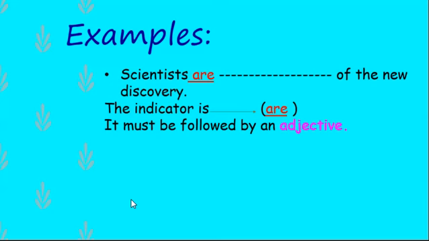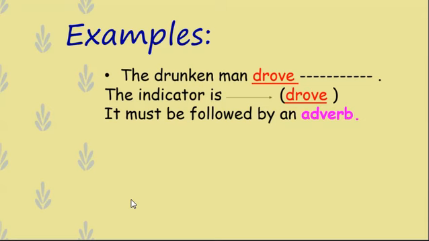The drunken man drove, and you have a space here. The indicator here is "drove," a verb, which requires an adverb to complete it. So it must be followed by an adverb. In searching the passage, I will try to find the paragraph and identify the adverbs I have, so I can choose the one I feel is the correct answer.